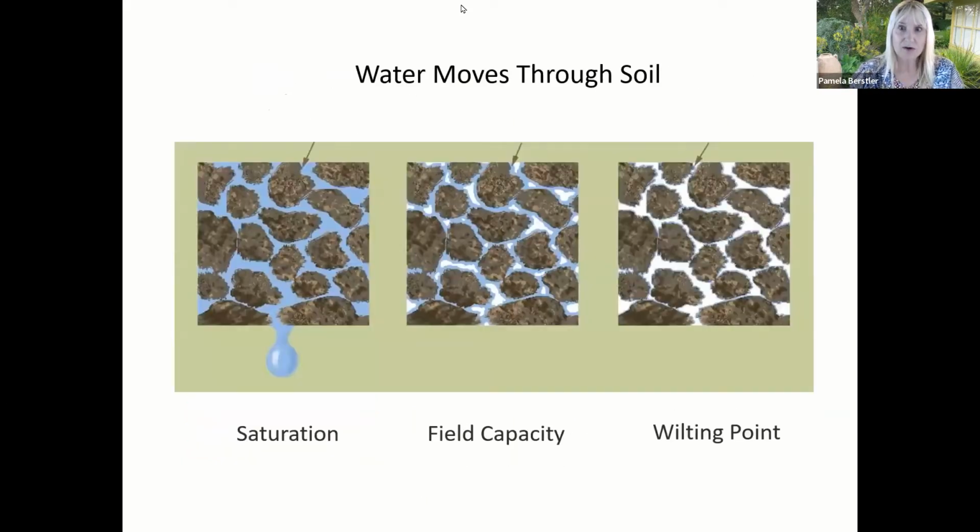Okay, so there are three states basically of water in soil at any given time. The first one is what's called saturation. Saturation happens right after the water is applied to the soil. It's that moment that it's applied to the soil and it has filled up all the pore space in the soil, and so it's taken away all the oxygen in the soil. It's now filled with water. It's an instant. And immediately, as gravity and capillary action are working on that water, it begins to drain away and out of the soil.